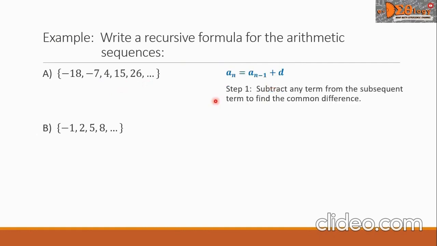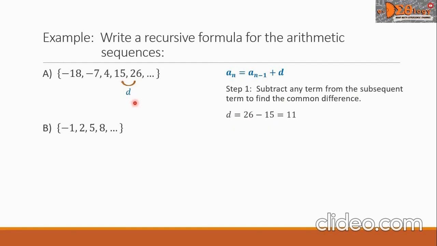Step 1 says we will subtract any term from the subsequent term to find the common difference. In other words, let us find the common difference. We can take any two consecutive terms and subtract them. We will get the common difference, which is d. We can take this 26 and 15, so that is d equals 26 minus 15 equals 11. This is the common difference.